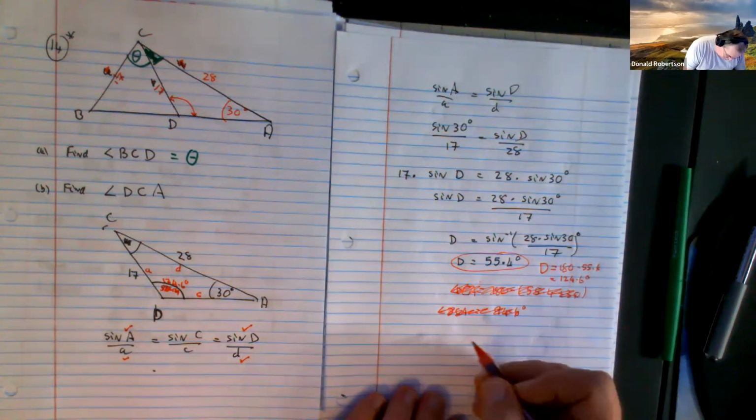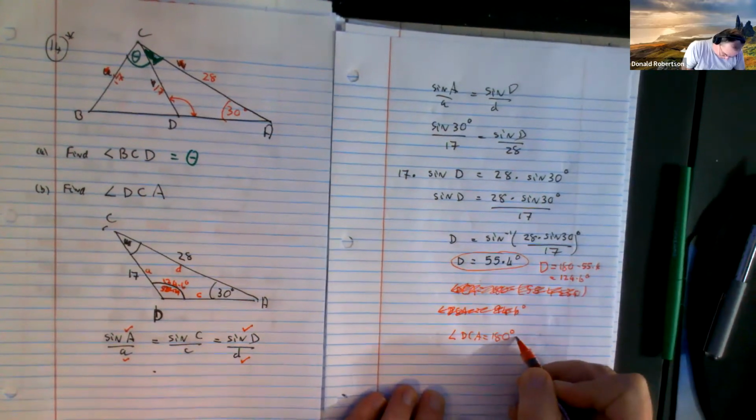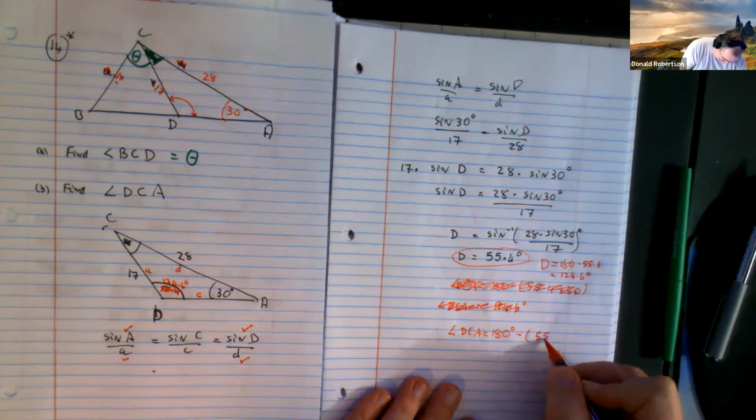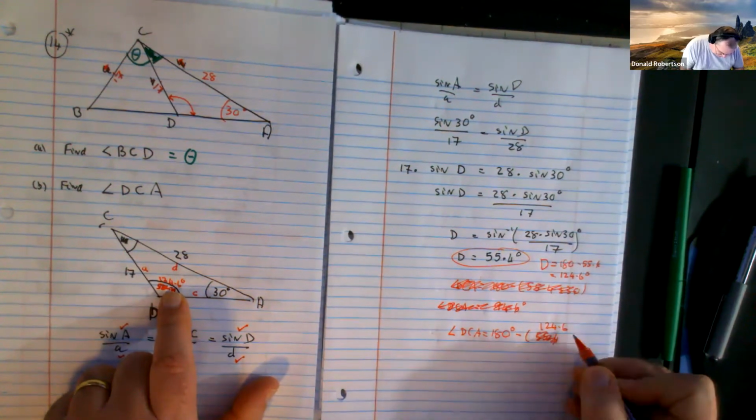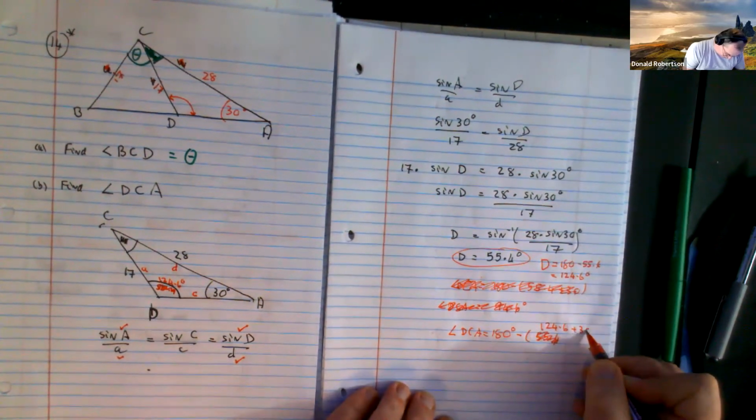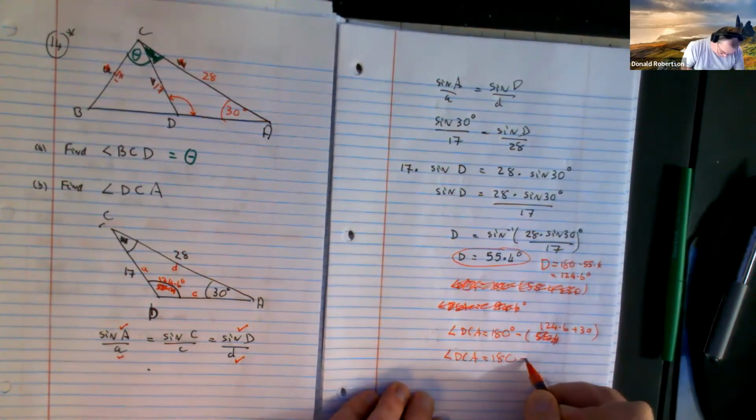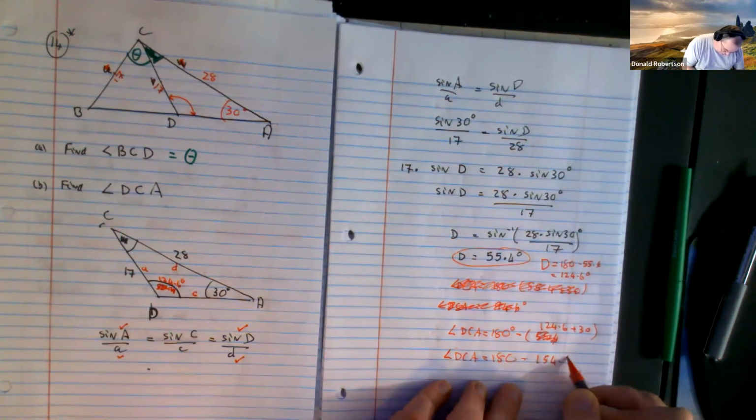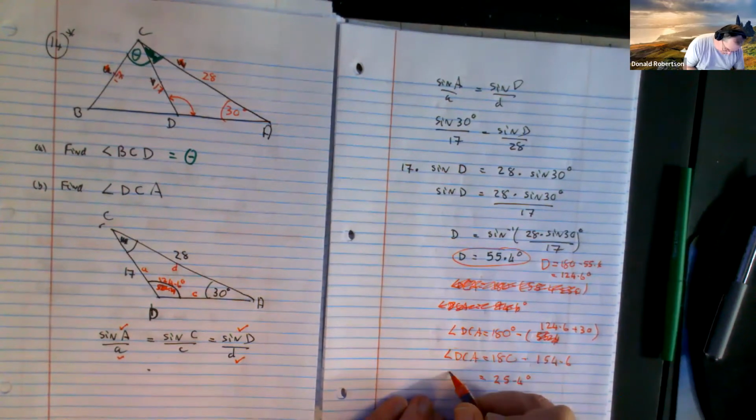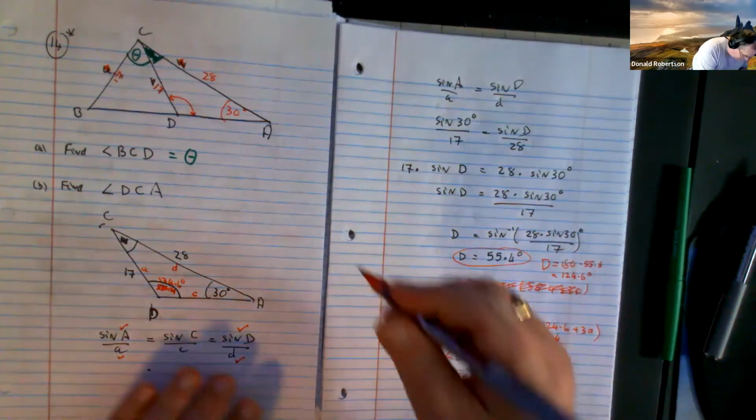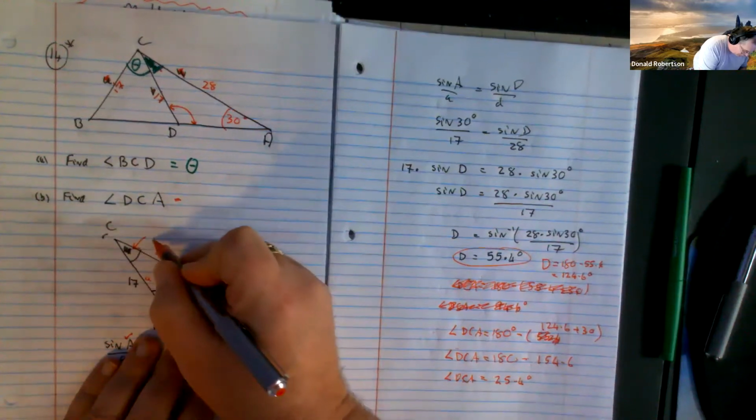So the missing angle is still 180, take away the two guys that you know. Well, I have a 55.4. No, I don't. I have a 124.6 and I have a 30. So the angle that we're looking for is 180, take away 154.6, and that leaves me with 25.4 degrees. So this guy up here, 25.4 degrees.